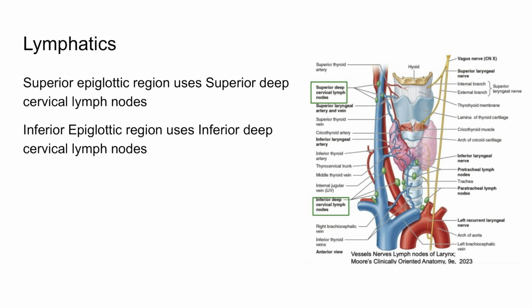In contrast, the inferior epiglottic region drains into the inferior deep cervical lymph nodes, often via pretracheal and paratracheal nodes first. This corresponds to the infraglottic region. The lymphatic network here is more limited compared to the supraglottic region, so infraglottic tumors tend to spread later and often follow a more predictable downward pattern. So above the cords is going to be your superior deep cervical lymph nodes, and below the cords, you're going to have your inferior deep cervical lymph nodes.